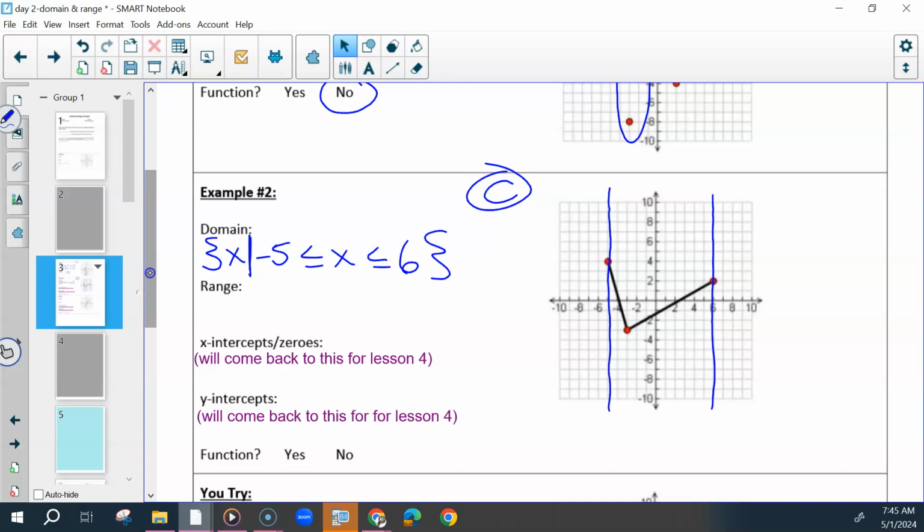Now, in interval notation, because these are both closed points, these would both be square brackets. And you would just write in square brackets -5 to 6. Both of these mean the same thing, but on the SOL you may see the set builder more than the interval notation. And you have to know that they mean the same thing. Questions?